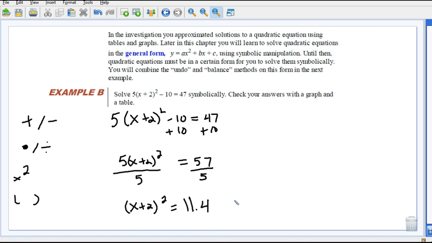I kind of ran out of room, so I'm going to rewrite the rest of it up here. Now what do I want to do? I want to get rid of the square, so I should take the square root of both sides, and that will get rid of the square.